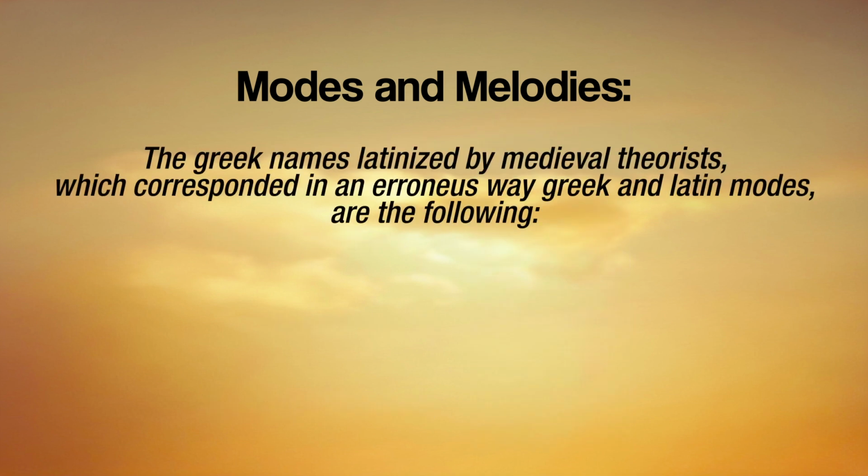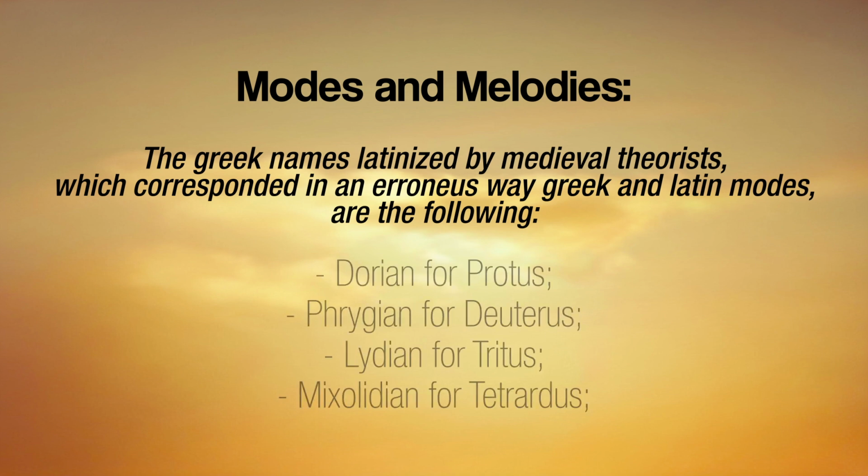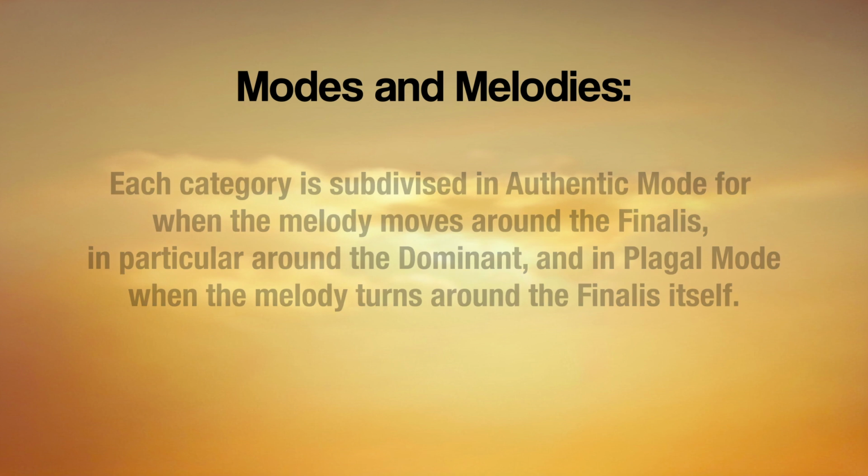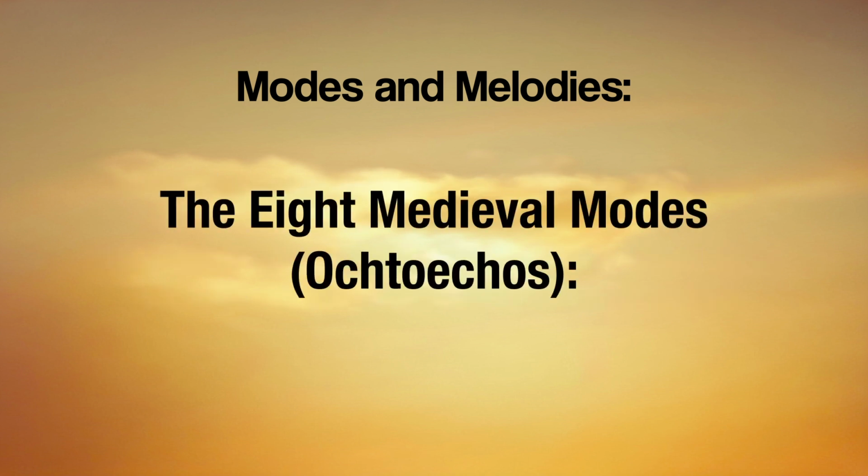The Greek names, Latinized by medieval theorists, who erroneously corresponded Greek and Latin modes, are the following: Dorian for Protus, Phrygian for Deuterus, Lydian for Tritus, Mixolydian for Tetrardus. Each category is subdivided into authentic mode, when the melody moves around the finalis, in particular around the dominant, and plagal mode, when the melody turns around the finalis itself. From this, we find the 8 medieval modes, octoechos. The Gregorian modes are classified as follows.